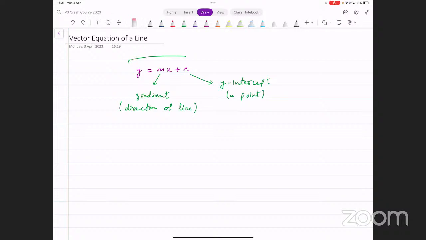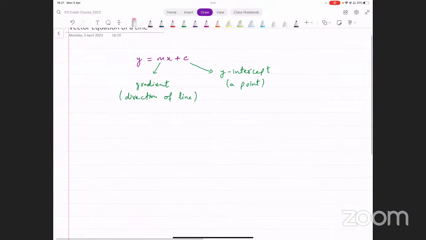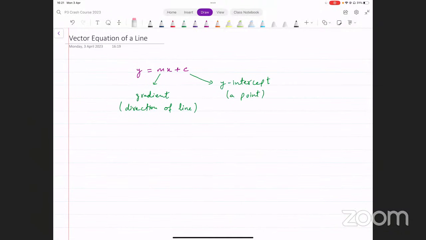Now, there's another way of writing equations of straight lines, and we can use that other method to write equations of lines in 3 dimensions as well. We could use that for 2 dimensions as well, but we primarily use it for more than 2 dimensions, because for 2 dimensions, this is simpler to use. But when we talk about 3 dimensions, we normally use vector equations.